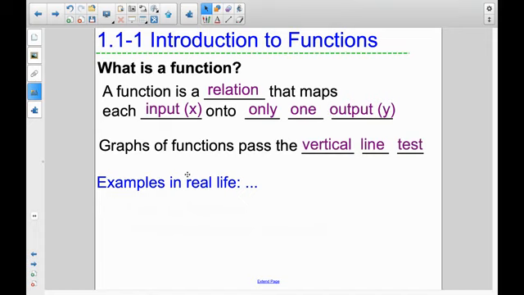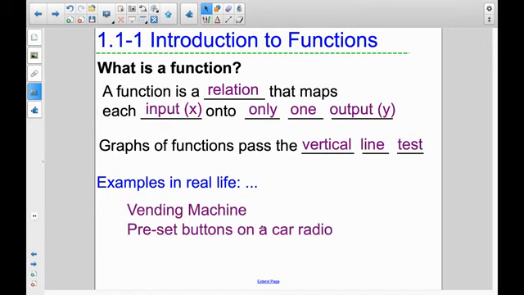Some examples in real life would be things like a vending machine and preset buttons on a car radio. I don't suppose anyone really uses these much anymore. Most of us stream stuff on our phone with Spotify or whatever. But let's look at a vending machine. When is a vending machine correctly performing its function? Well, what would be the output we want today? Let's choose hot Cheetos. So the output will be hot Cheetos.